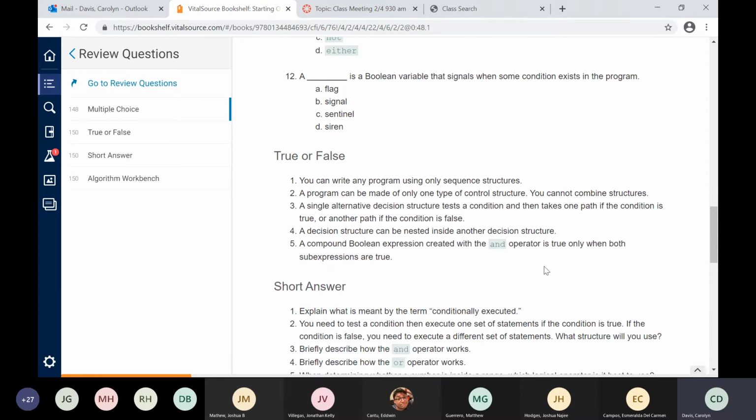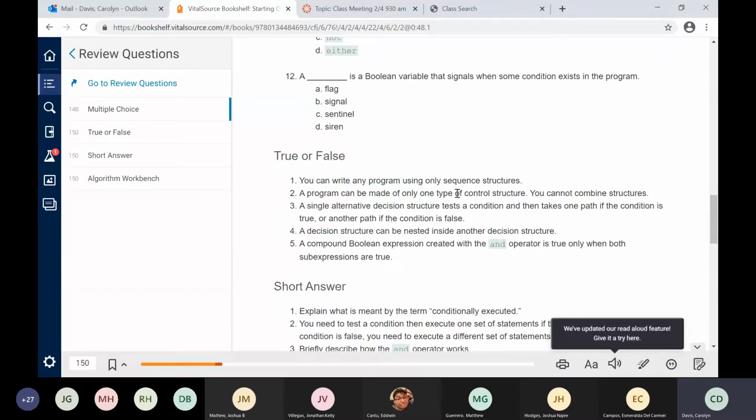All right, let's look at the true or false. You can write any program using only sequence structures. False. You have to have at least a decision structure in there as well to write a decent program. You cannot write just using one statement after another. False. A program can be made up of only one type of control structure. You cannot combine them. False.